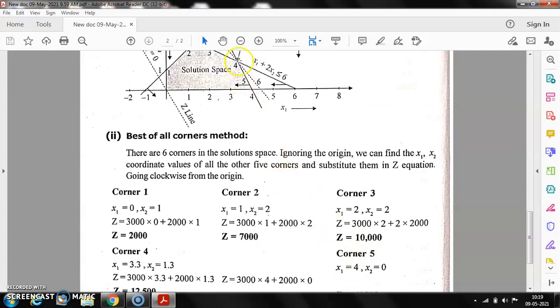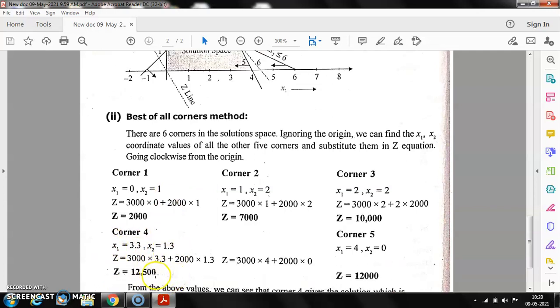Next, consider the fourth corner. Here x1 is somewhat more than 3. So what is the value here? 3.3. You can obtain it from the graph if you draw according to the scale. And x2 is also somewhat more than 1, that is 1.3. You just measure these two values from the graph. You will get 12,500.